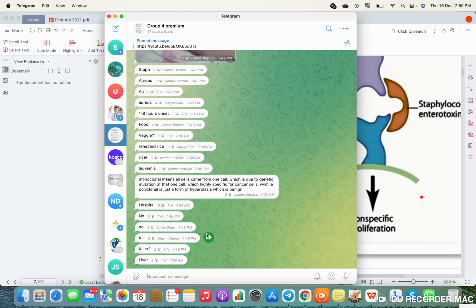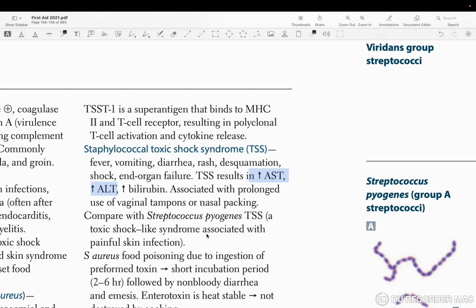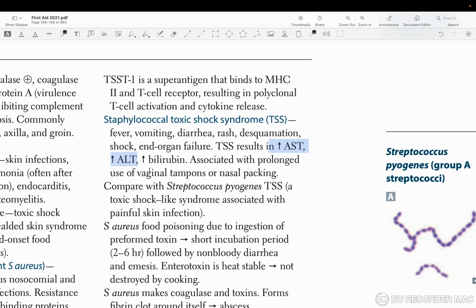Yes, they are for the liver. And increased bilirubin because of the destruction of the RBCs. Write a note about that. It's associated with the use of, oh, this is super important, vaginal tamponade and nasal backing.